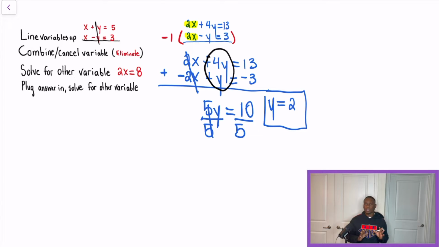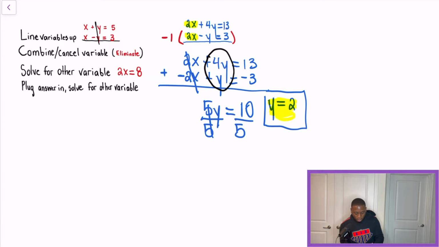But let's hold on real quick. Are we actually done with this problem? No, we're not done. So we have to go back and figure out what the other variable is, right? What number is x? What is x equal to? We only know y. So how are we going to do this? We're going to take our answer, y is equal to 2, and we're going to plug it back in and solve for x.